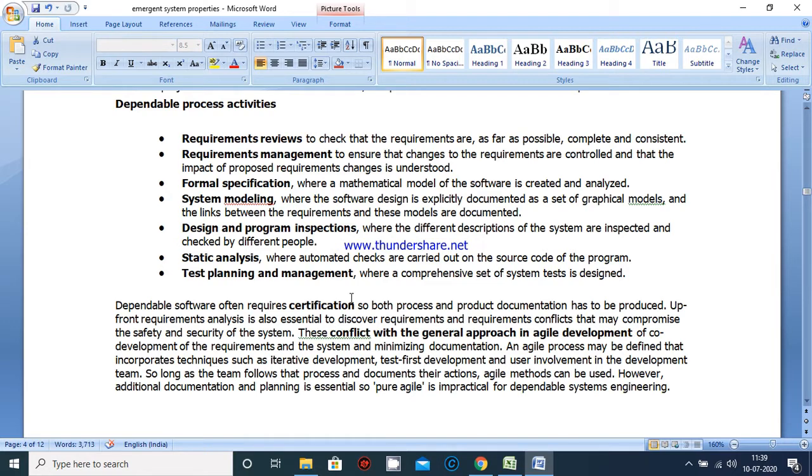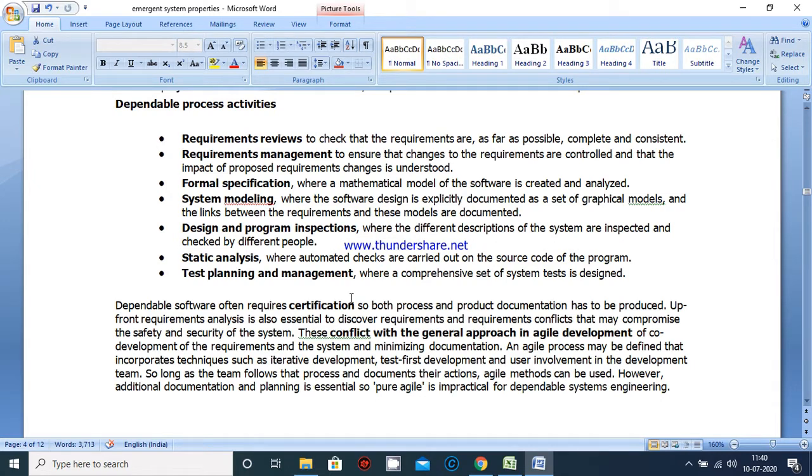Next, design and program inspections. These are used in the development of software, where the different descriptions of the system are inspected and checked by different people. Next, static analysis, where automated checks are carried out on the source code of the program. Next, test planning and management, where a comprehensive set of system tests is designed.